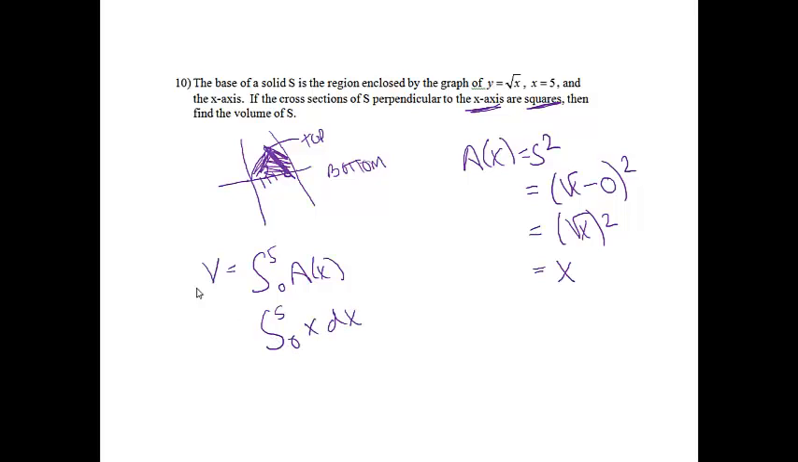Okay, from here, we are going to go ahead and take the integral of x, and we'll get 1/2 x squared. We'll evaluate it at 0 and 5. Alrighty, if I put 5 in there, 5 squared is 25, so this will be 25 halves minus 0, which will just give me 25 halves.